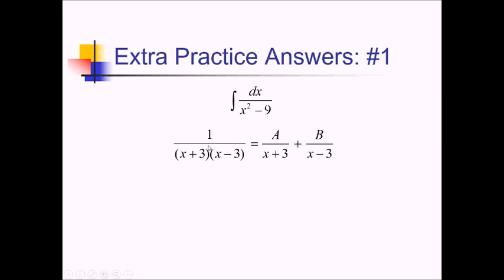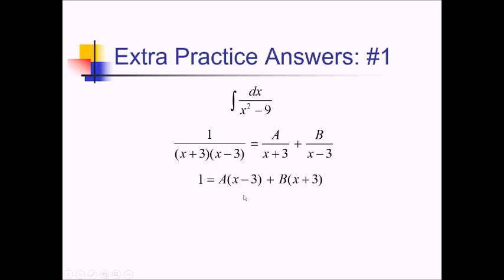And then if I multiply everything here by (x + 3)(x - 3), on the left side, everything cancels out and I just have 1. On the right side, the x + 3's cancel, leaving me with A times (x - 3). And now the x - 3 cancels, leaving me with B times (x + 3).